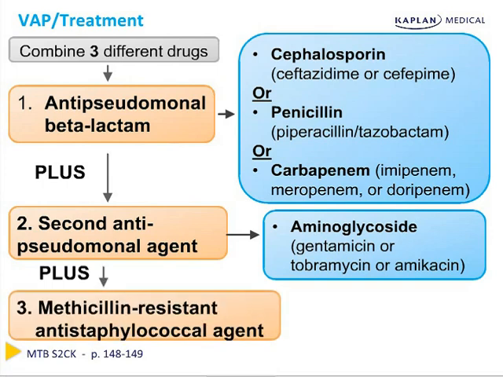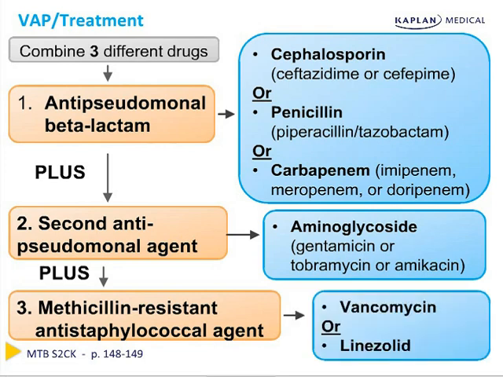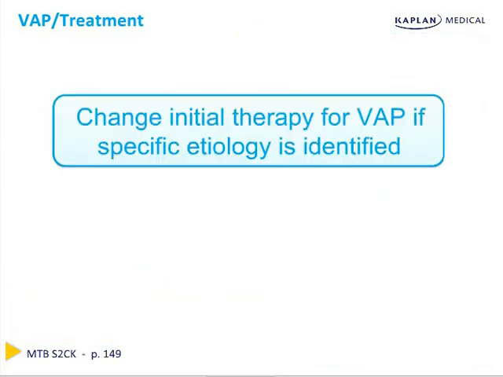Lastly, you must also add an antibiotic that goes against MRSA, or methicillin-resistant Staphylococcus. Anti-MRSA agents include vancomycin or linezolid. Once you've actually identified a specific organism that you believe is causing the ventilator-associated pneumonia, it is at that time that you can change this initial therapy to narrow your antibiotics for the patient.